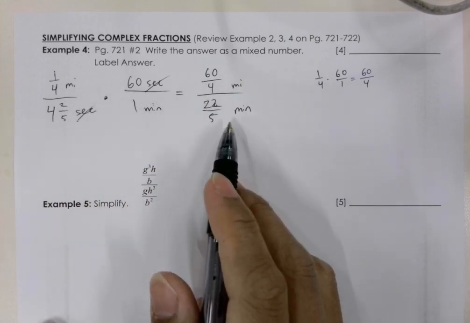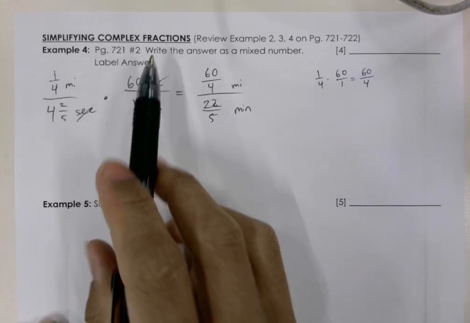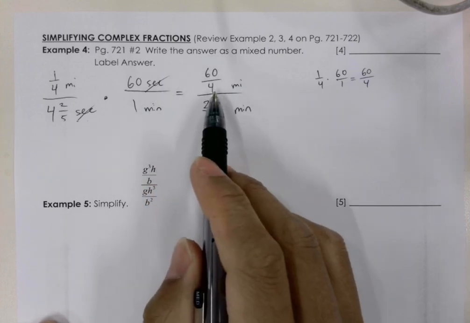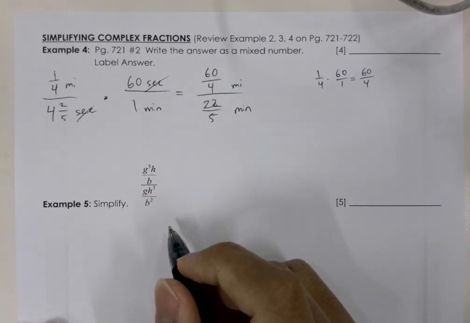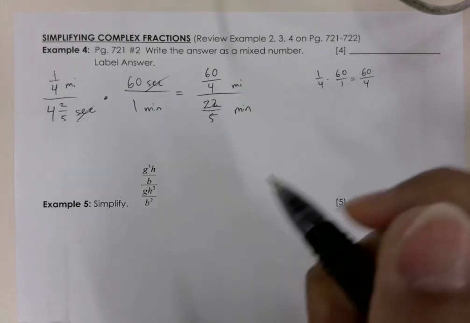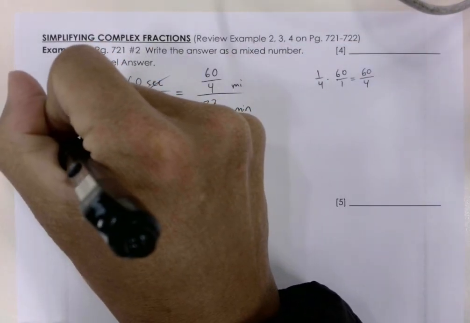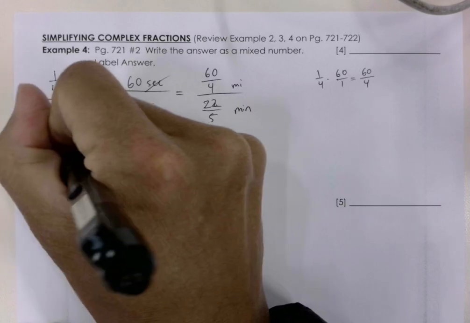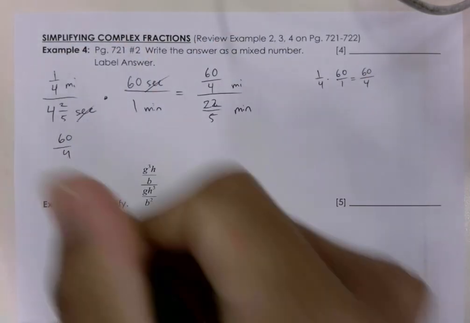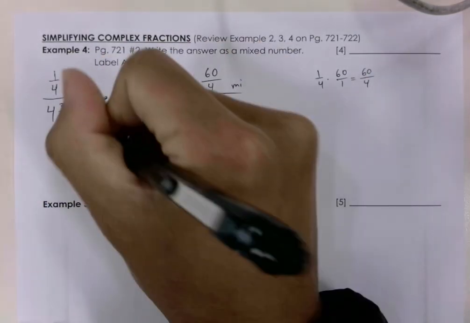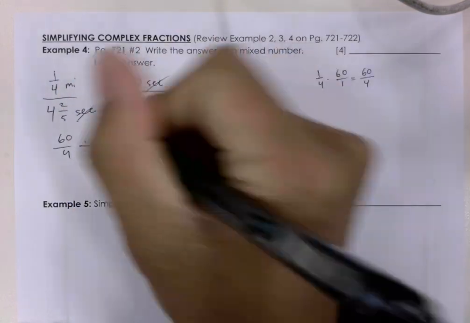Miles over minutes. So now we have a complex fraction problem. We have a fraction in the numerator, we have a fraction in the denominator. And so how do we solve this? Well, we're going to go ahead and write it as 60 over 4, and then I'm going to say divide by 22 over 5.